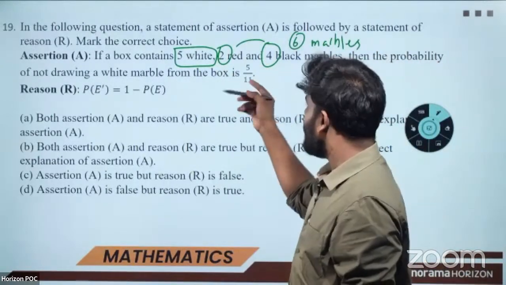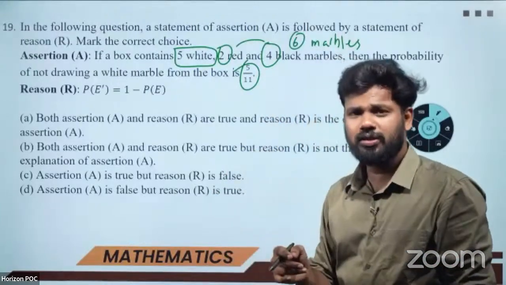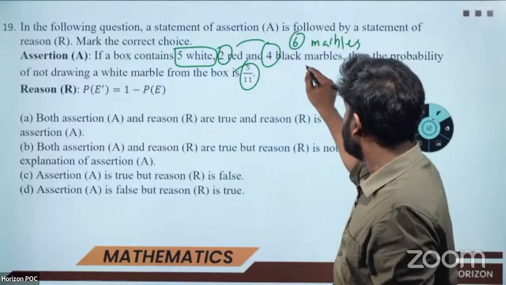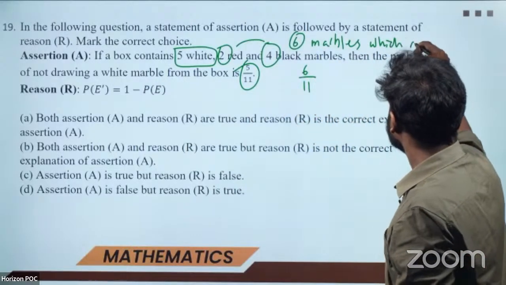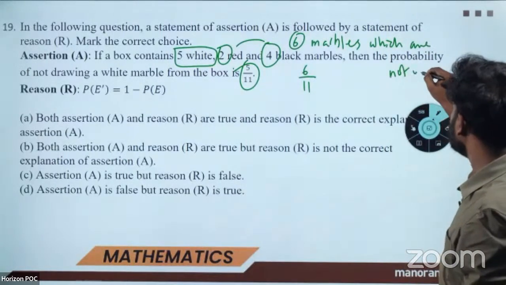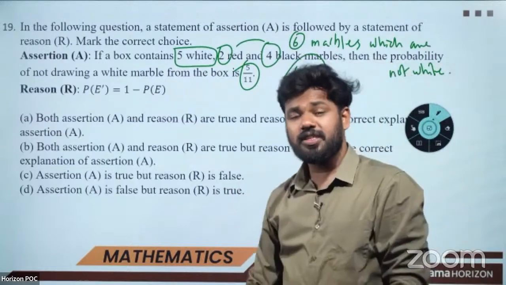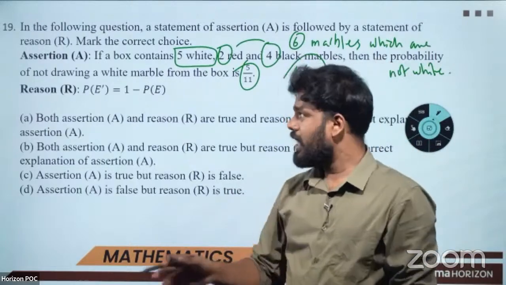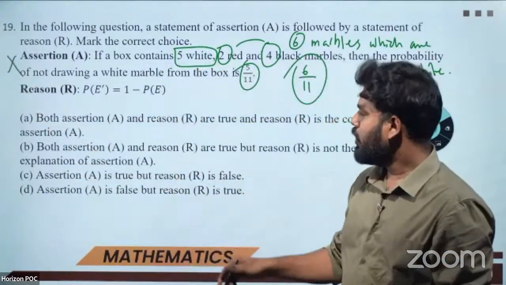Totally, how many marbles do you have? 11. So the probability of a marble which is not white will be 6 by 11. You have 6 marbles which are not white. So to find out the probability of that, it will be 6 by 11. So it is not 5 by 11. So our assertion is wrong. Yes, assertion is wrong. Now look at the reason.